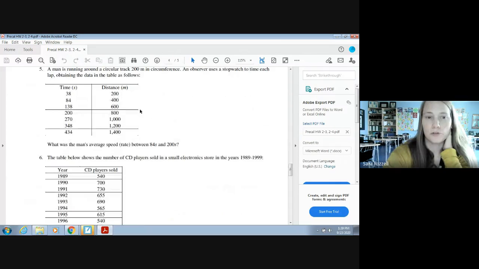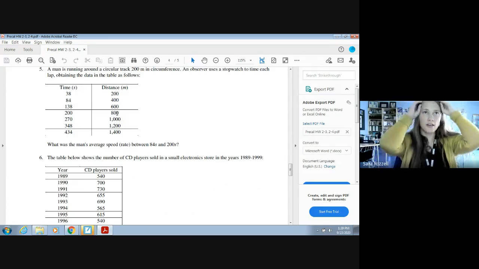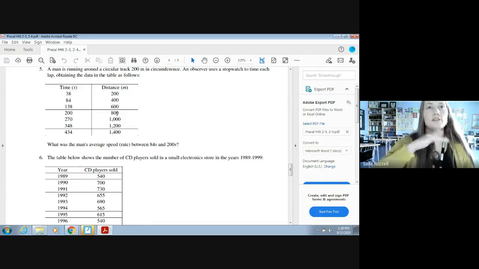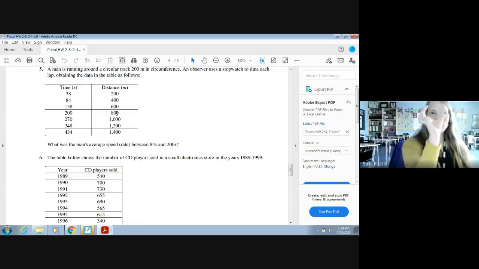And if you have a table, same thing. They said between 84 seconds and 200 seconds. Your ordered pair for the 84 seconds would be 84, 400. The other one would be 200, 800. So use those ordered pairs. So you might have to get y values from a graph. You might have to get y values from a table. The ones that we did, we just got them from a function. Okay, so once you look at it, just write x, y in ordered pairs and then do your slopes.